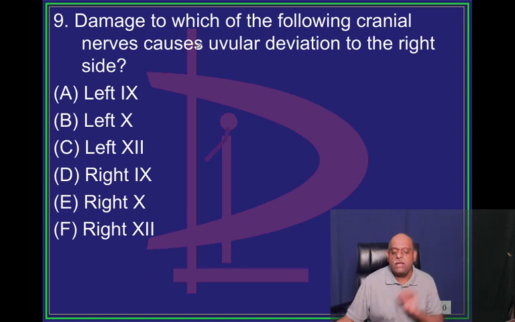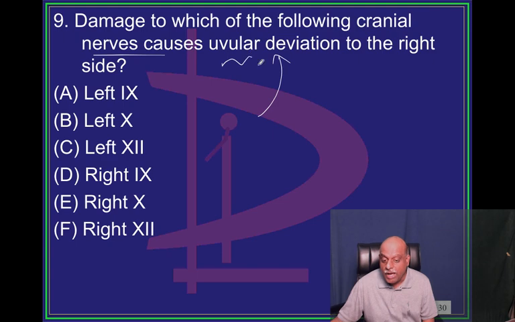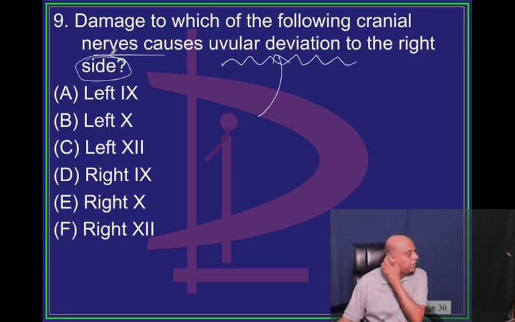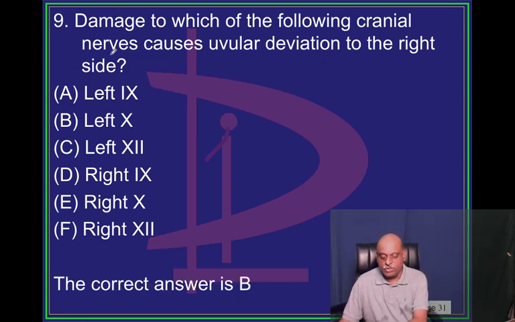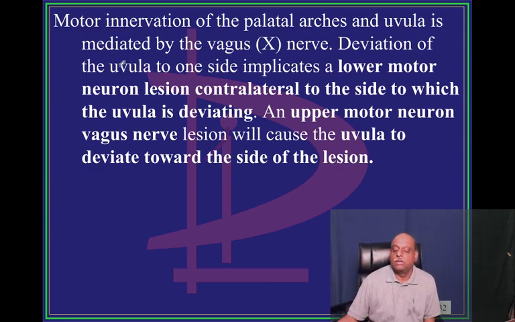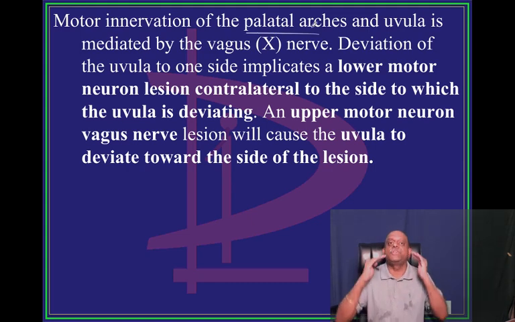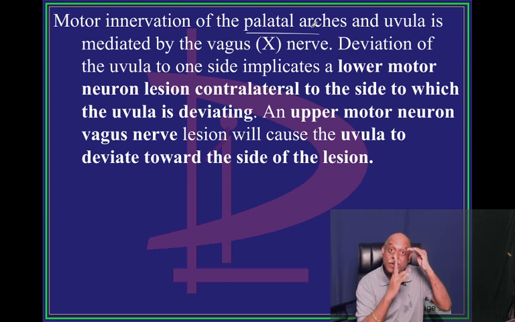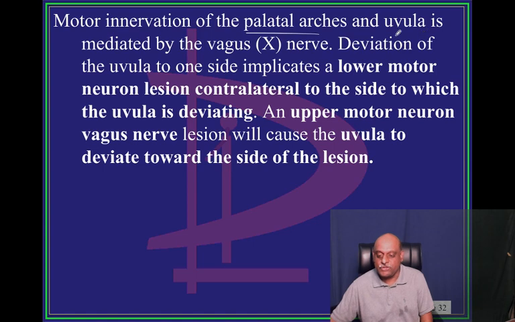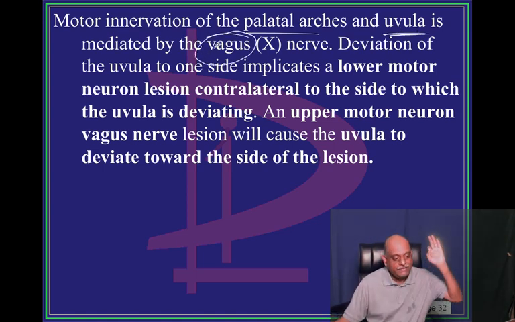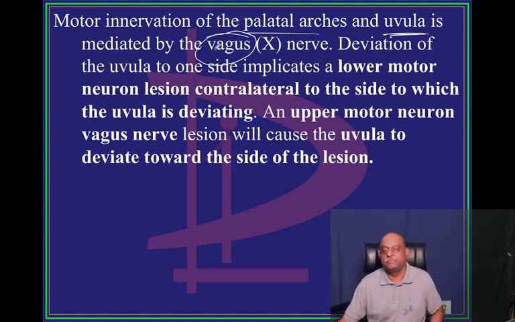In which cranial nerve damage does it lead to uvular deviation to the right side? Beautiful question. So you should remember the palatal arch, uvula. You can see the uvula, no? The uvula is supplied by the vagus, the 10th cranial nerve.